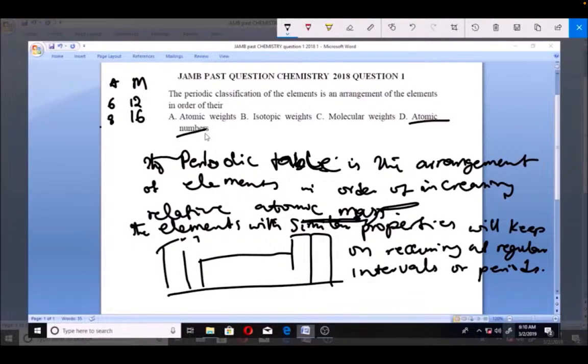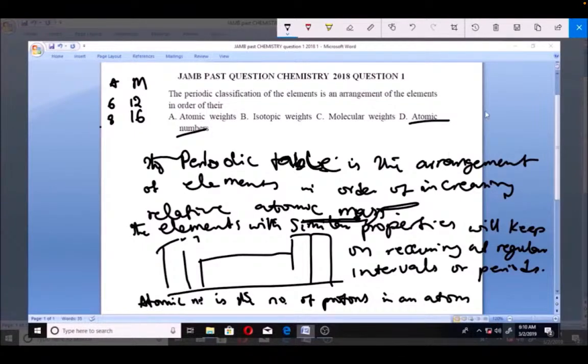And also you should know that the periodic table is the arrangement of elements in the order of increasing relative atomic masses. And the elements with similar properties will keep on recurring at regular intervals called periods. Now it's also important to know that the atomic number is the number of protons in an atom. Whenever you hear the word atomic number, what does it mean? Atomic number is the number of protons in an atom. That is what atomic number is.